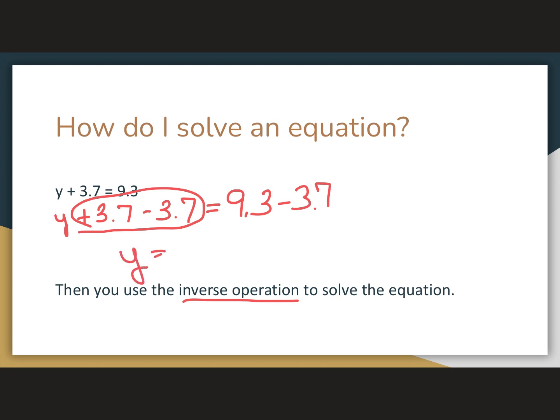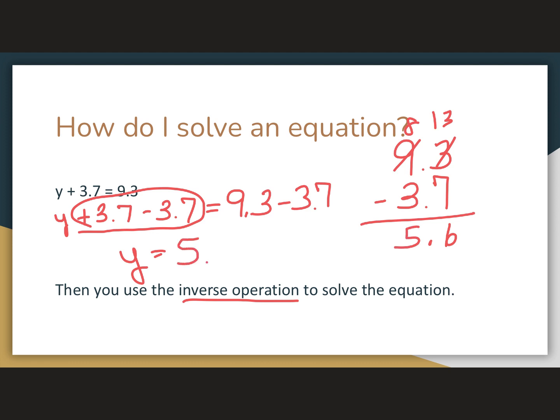Here I have 9.3 minus 3.7, so remember we don't get calculators here. So 3 minus 7, we're going to turn this into an 8 and this into a 13. 13 minus 7 gives me 6. Bring my decimal point straight down. 8 minus 3 gives me 5. So y equals 5.6.